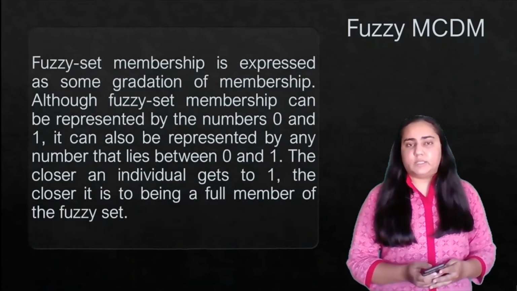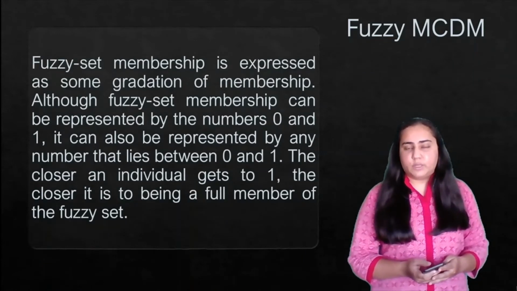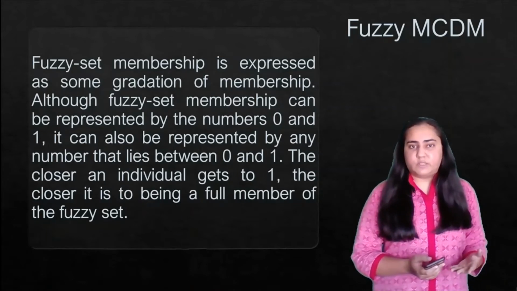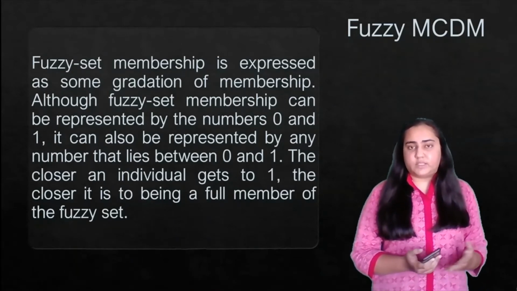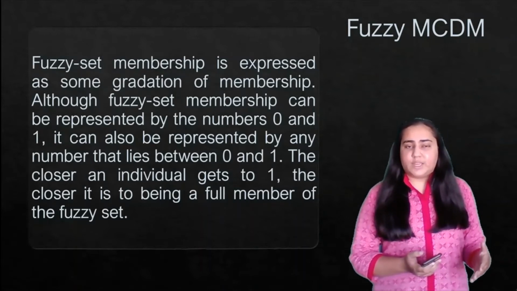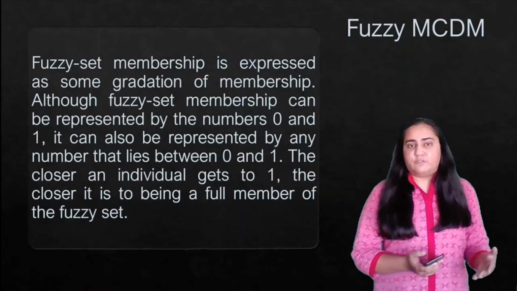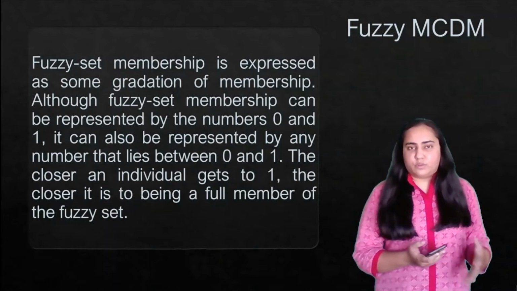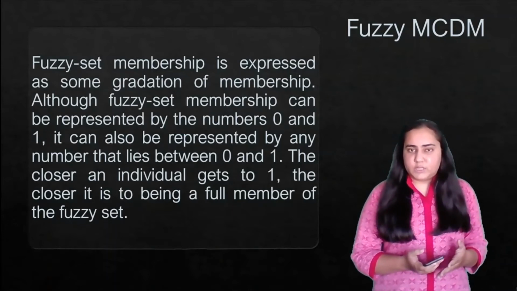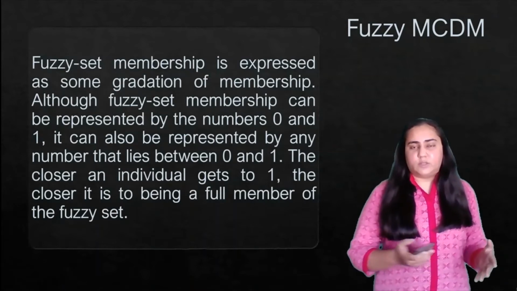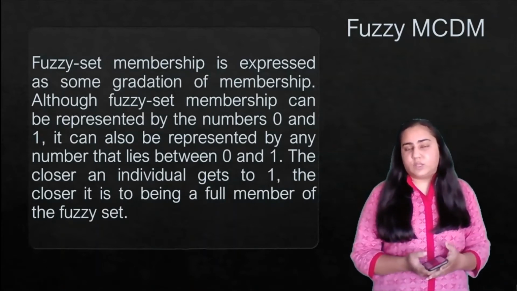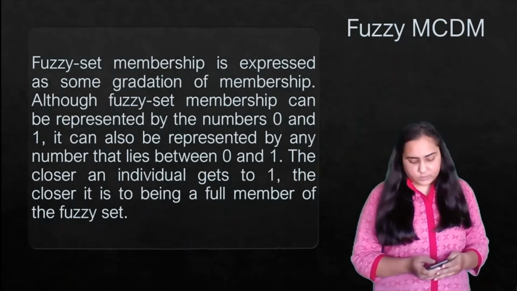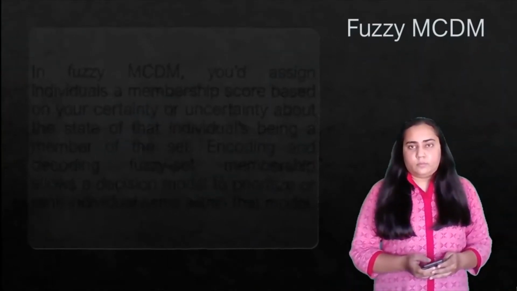Fuzzy set membership is expressed as some gradation of membership. Although fuzzy set membership can be represented by 0 and 1, it can also be represented by any number that lies between 0 and 1, like I said earlier. And the closer an individual gets to 1, the closer it is to being a full member of the fuzzy set. So there is a sort of gradation process in terms of acceptability. So it's not just accepted and not accepted. It could be something in between. It could be 70% accepted, something of that sort. That is what fuzzy MCDM means.